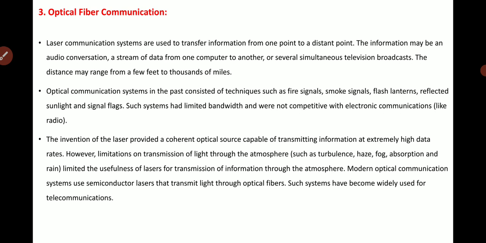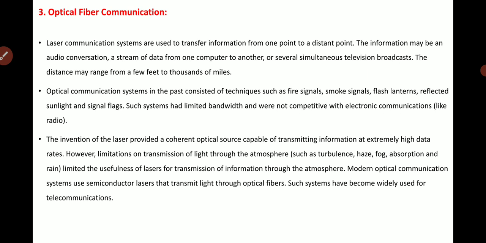The invention of the laser provided a coherent optical source capable of transmitting information at extremely high data rates. However, the limitations of transmission of light through the atmosphere, such as turbulence, haze, fog, absorption, and rain, limited the usefulness of laser for transmission of information through the atmosphere.